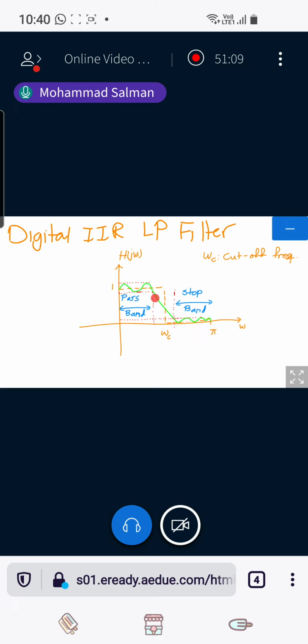In between here, this region is the region where we move from pass band to stop band, right? Where we transit from pass band to stop band. So this is the transition region or transition band. Clear? Do you understand, ladies and gentlemen, these namings? Okay, great.